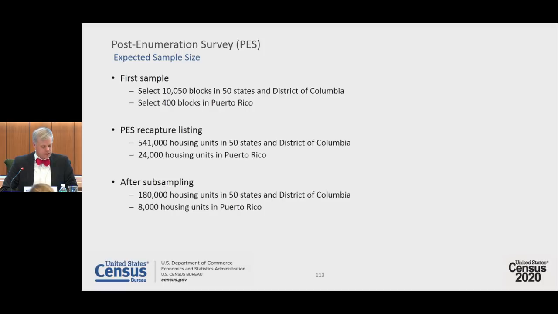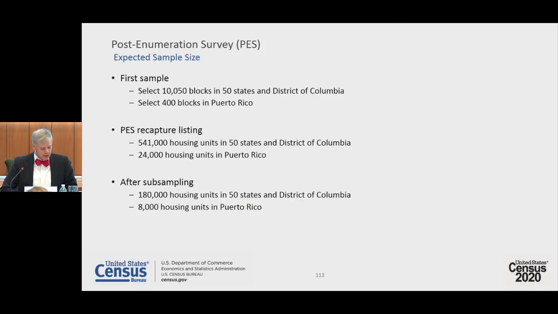Our target final sample size of 180,000 housing units in the 50 states and DC is similar to the 2010 CCM sample size. This sample will be spread out over about 10,050 blocks. We anticipate listing over 500,000 housing units in these blocks to get our final target sample size of 180,000 housing units. We end up listing more than twice the number of housing units in our final sample.